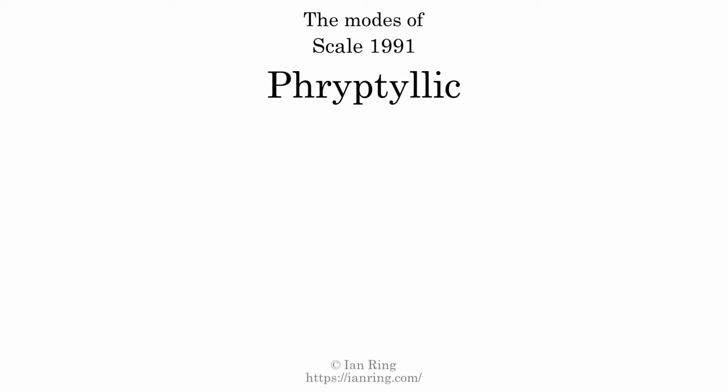This scale has 8 modes. The first mode is itself. The second mode is scale 3043, also known as Phryptyllic. It sounds like this.